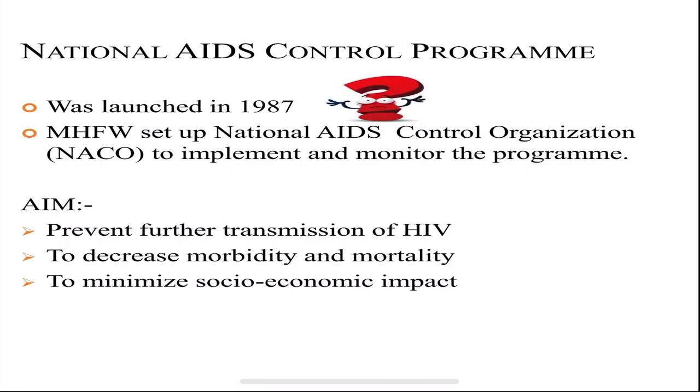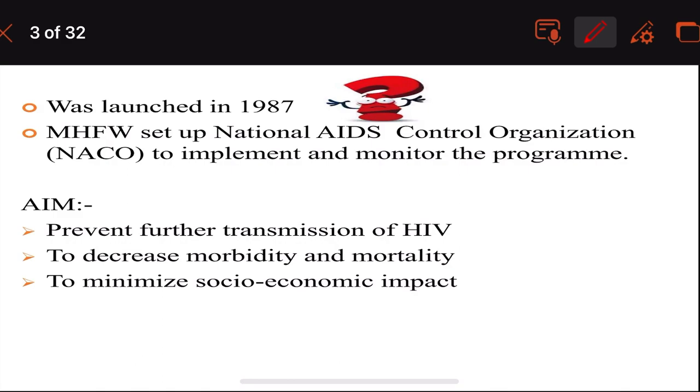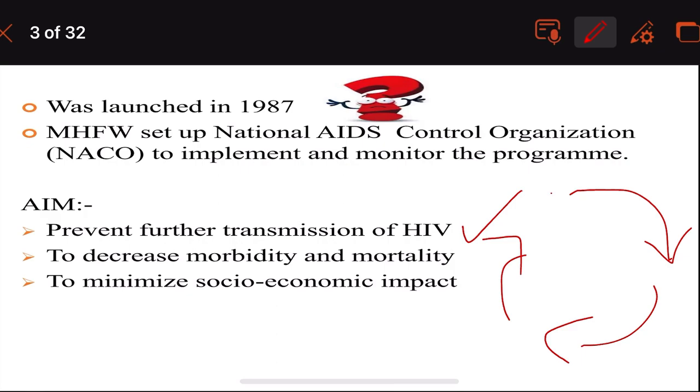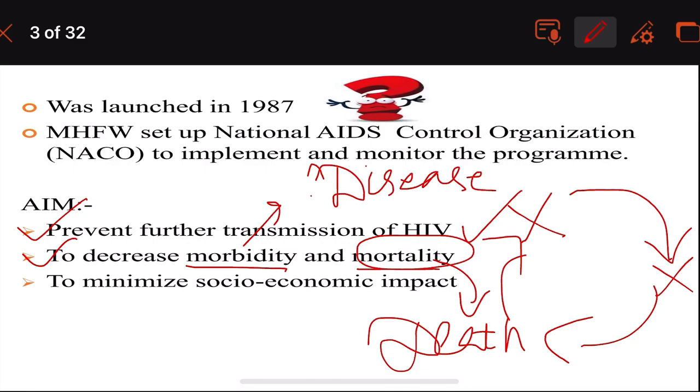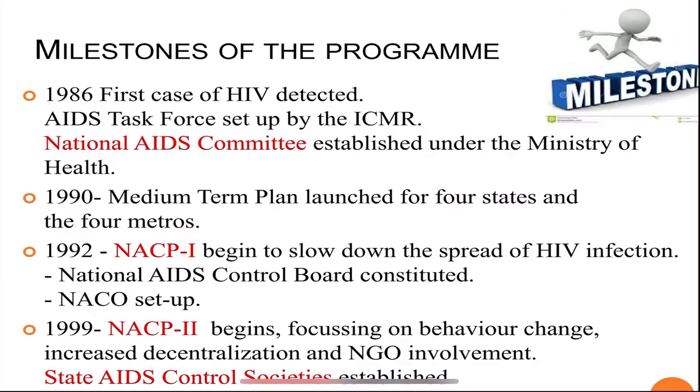What is the aim of this program? The aim is to prevent further transmission of HIV. Second, to decrease the morbidity. What is morbidity? Morbidity is the disease. We need to prevent the disease as well as the mortality, the death occurring due to HIV. Also, thirdly, minimize the socio-economic impact resulting from the HIV infection. I hope the aims are clear.